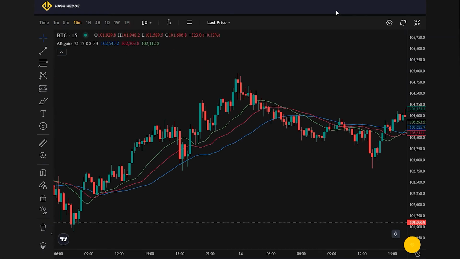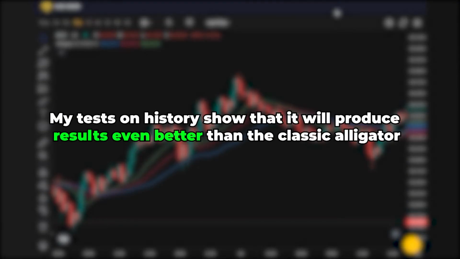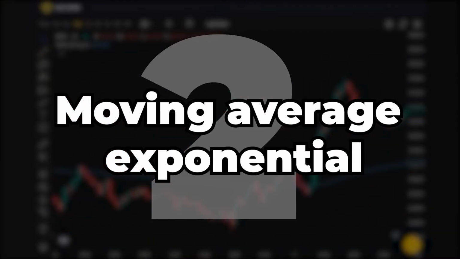With this strategy, you will get signals much more often than with a regular alligator. And in fact, my tests on history show that it will produce results even better than the classic alligator. Moving on to the second tool.